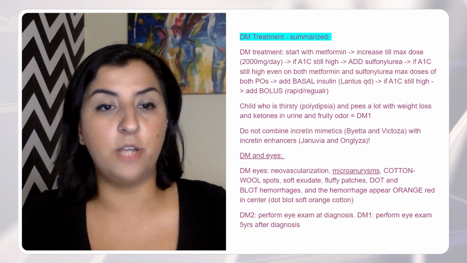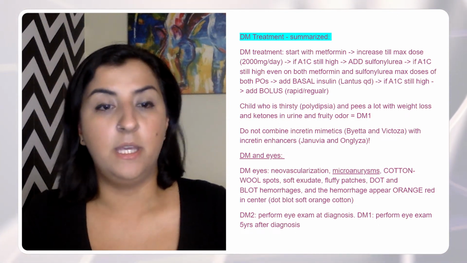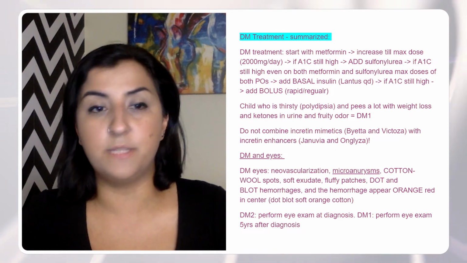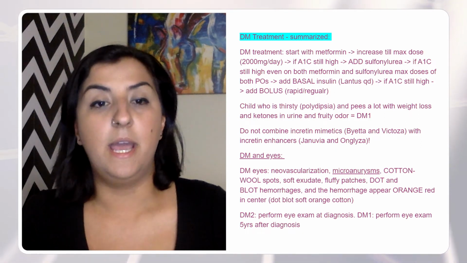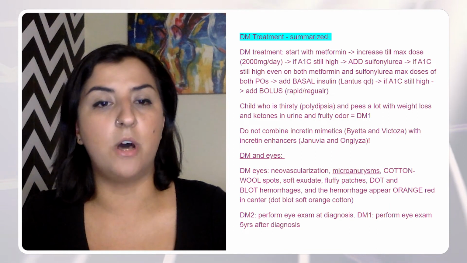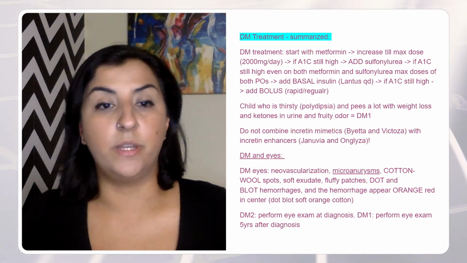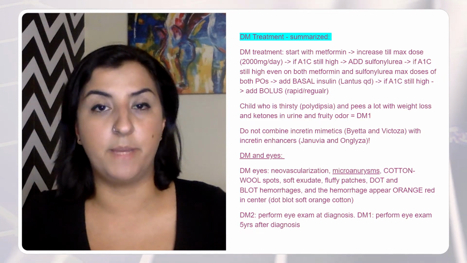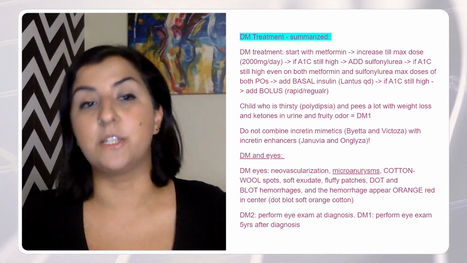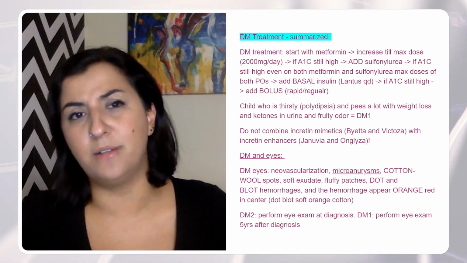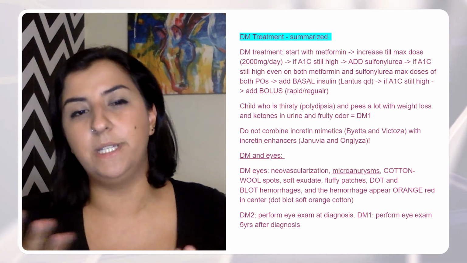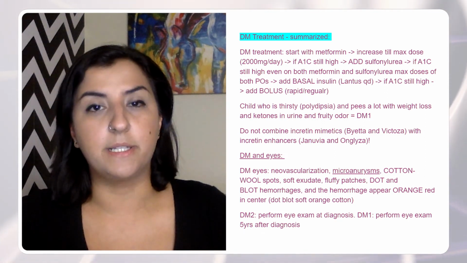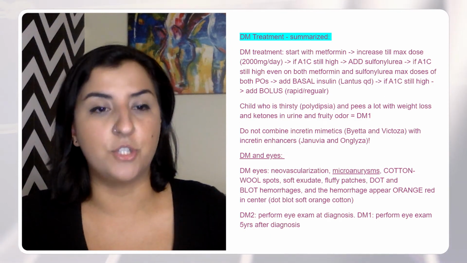Another scenario, a child who is thirsty, okay? He has dyspepsia, and he urinates a lot and has weight loss and ketones in the urine and fruity odor. That's your textbook definition of diabetic type 1, especially if it's a child, okay? Once they tell you it's a child having these symptoms of the polys, that's your diabetic type 1, okay? You make sure you catch that.